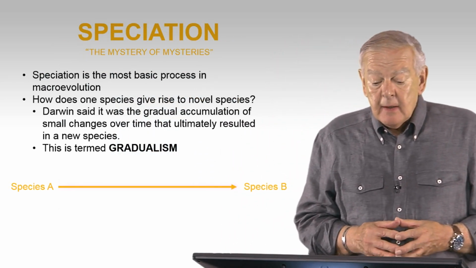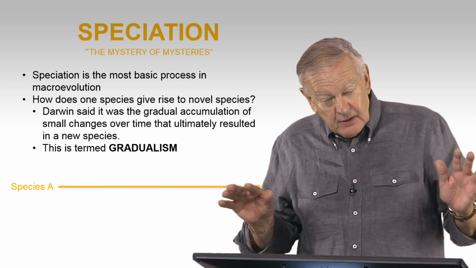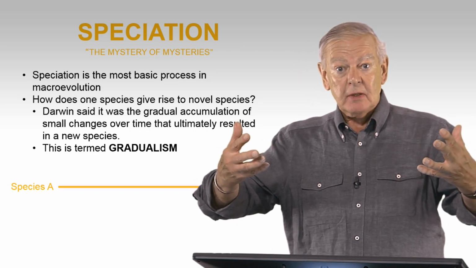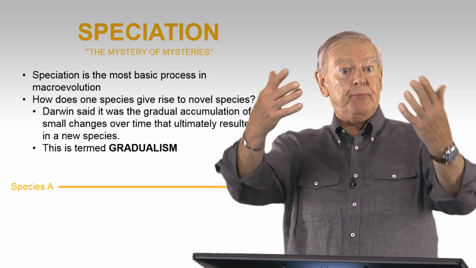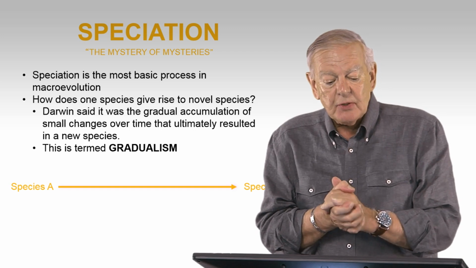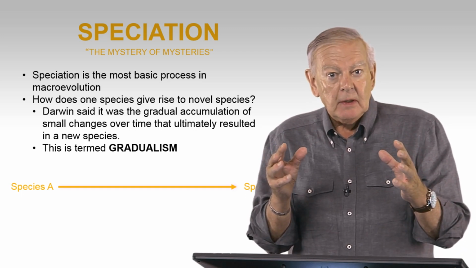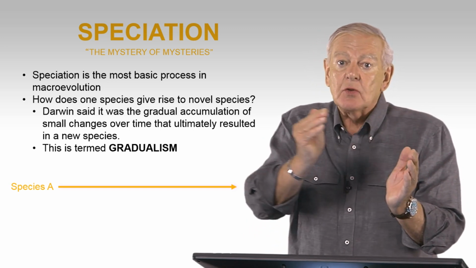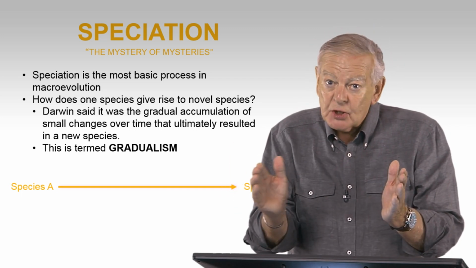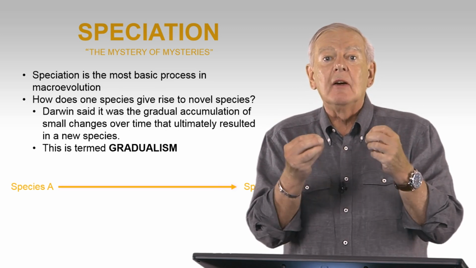Well, the next thing that we want to consider, and we're going to consider this fairly superficially, is speciation, the process of new species. How do new species arise? Speciation is the most basic process in macroevolution. In other words, when one species evolves into another species, that's a macro change. There are lots of minor changes along the way, of course. And it has been called the mystery of mysteries.